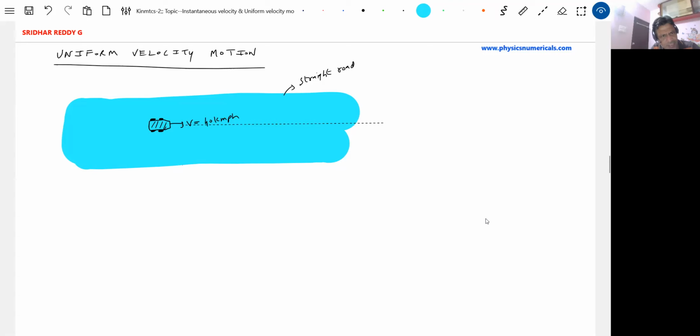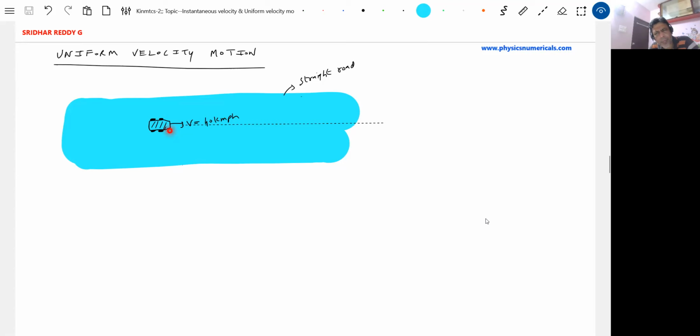Very simple. Later on we'll bring the definition. You just take a car. There's a straight road, and if it is moving along the straight road with a constant speed, the speed will not increase, not decrease. Then I can say the car is describing uniform velocity motion, or uniform speed. Speed means again the magnitude will not change. So this is the best example of the uniform. Or car, not that bike.